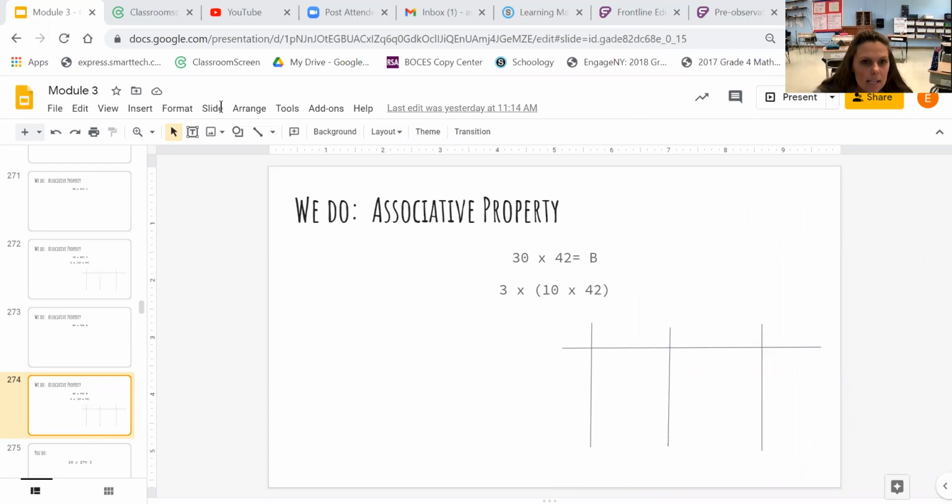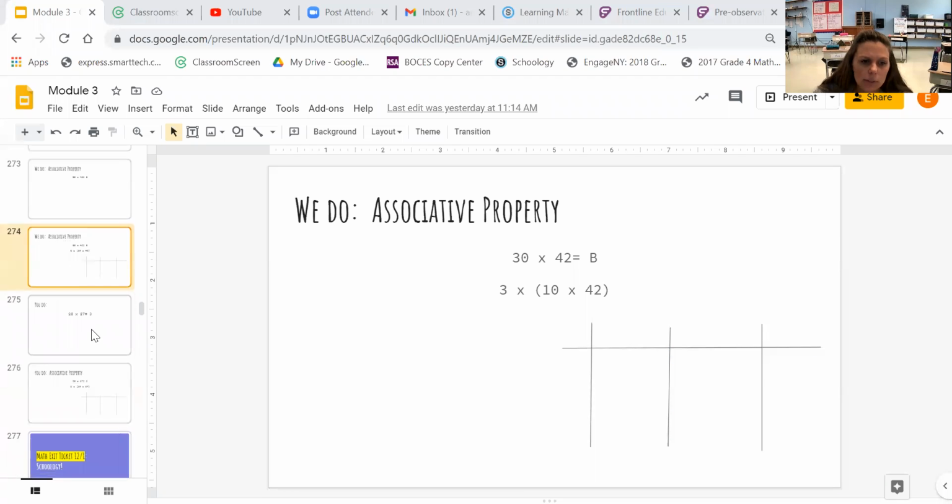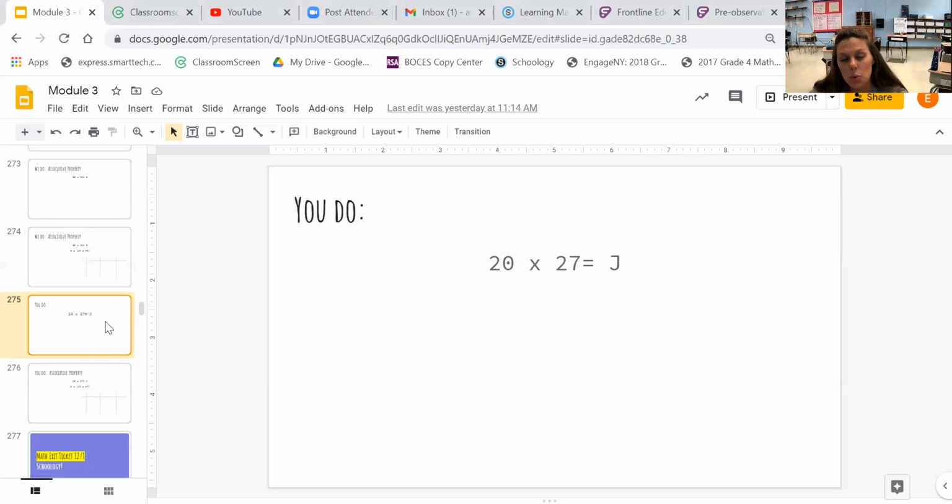Okay, let's keep going. This one is all you. 20 times 27, and our variable is J. Go ahead and solve that for me and then check back. So pause your video, then check back with me.